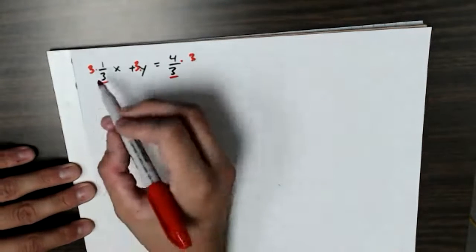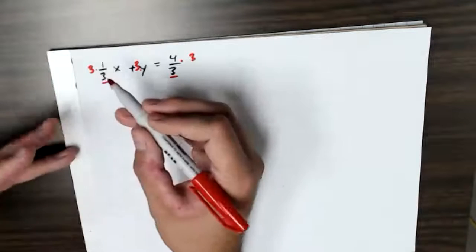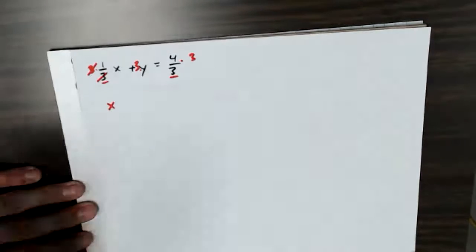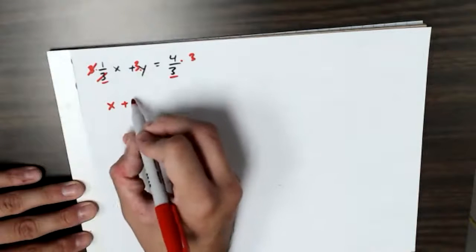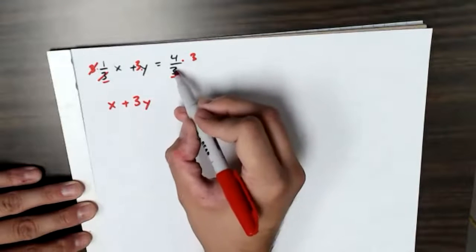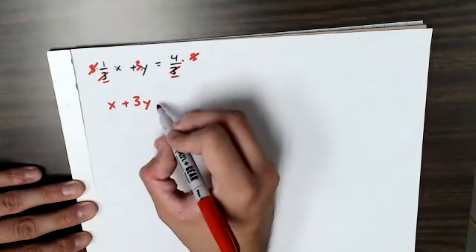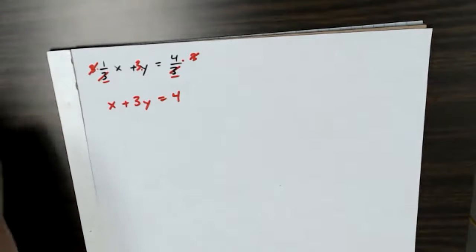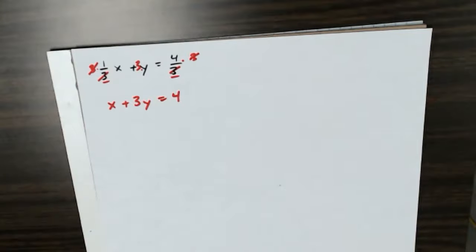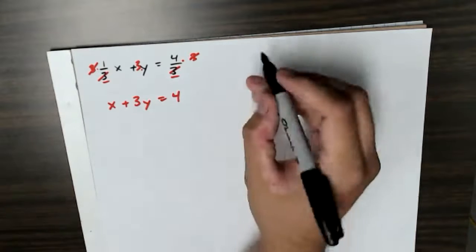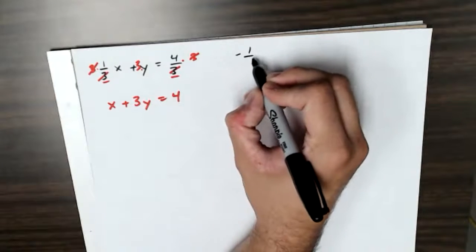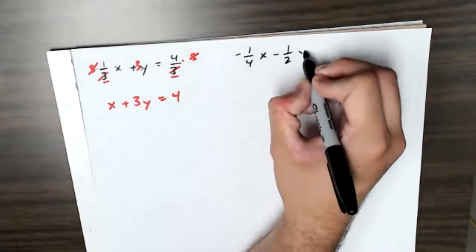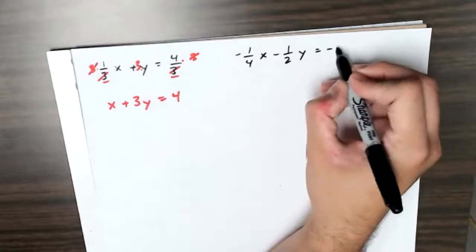When you do this, 3 times 1/3 is just 1. And really what happens, these 3's cancel. You wind up with x plus 3 times y, that's 3y. And again, these 3's cancel, so it equals 4. So in one step, you've gotten rid of the fractions, which will make your life a lot easier, especially in this section. So we look at the other one, we've got negative 1/4 x minus 1/2 y equals negative 1/4.